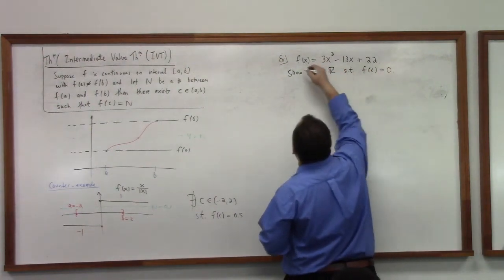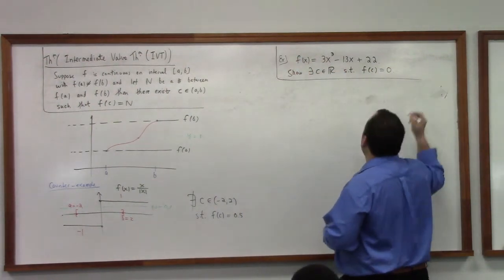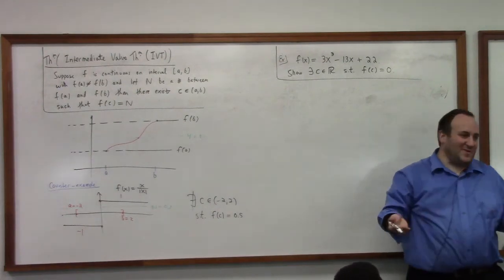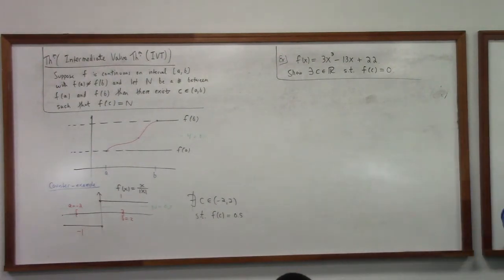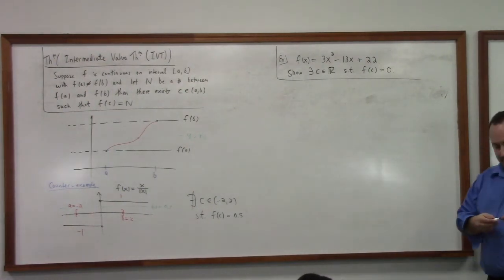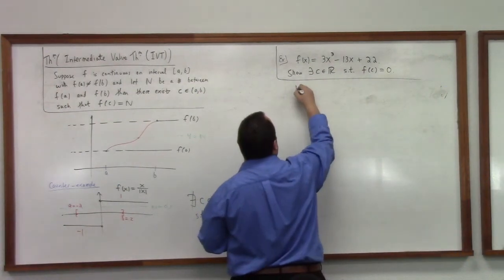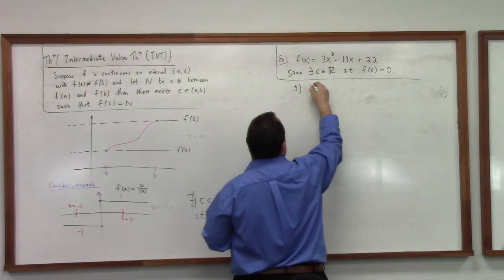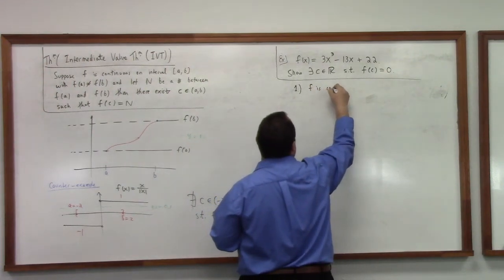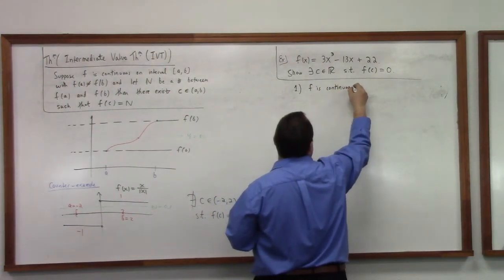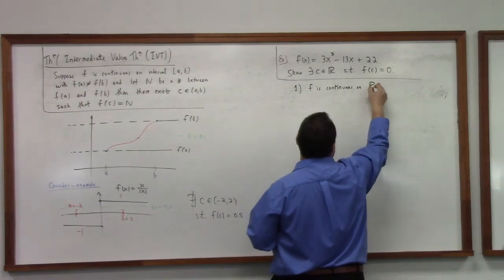Now, if all you have is algebra, you gotta hope you can factor the thing or find the number that when you plug it in, it's 0. But with the intermediate value theorem, we can go through a 3-step program. Here's our 3-step program. Step number 1: f is continuous on the reals.